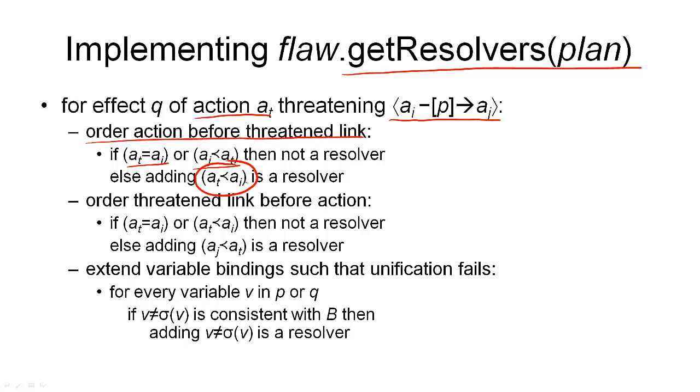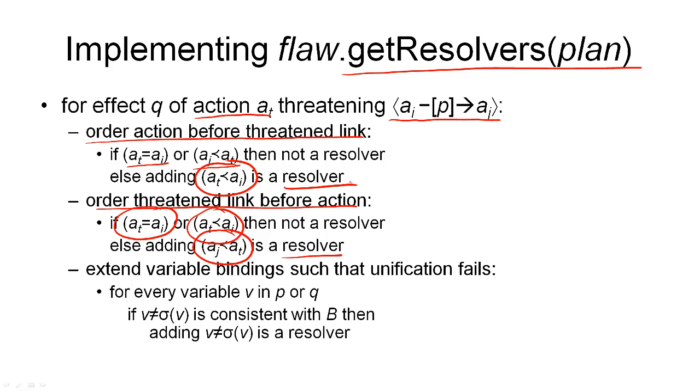for our threat. The other ordering that resolves this threat is to have the action come after the causal link, or the causal link before the action. However, if our threatening action is the provider in our causal link, then we cannot use it. Or similarly, if the action is already ordered before the provider, then we cannot order it after the causal link. In all other cases, ordering our threatening action after the consumer is a resolver for this type of flaw.